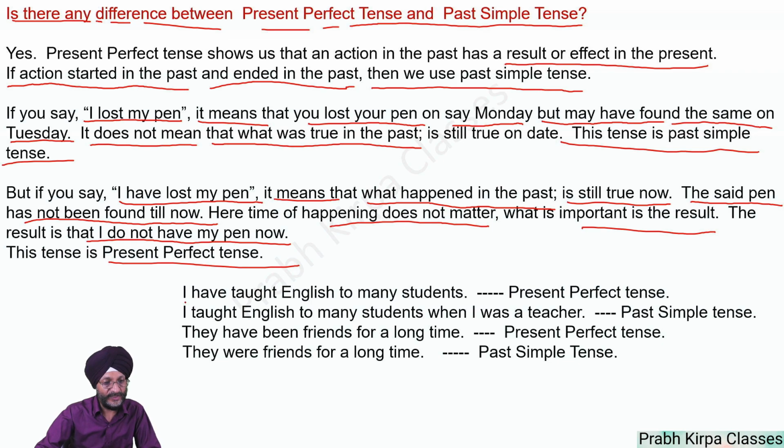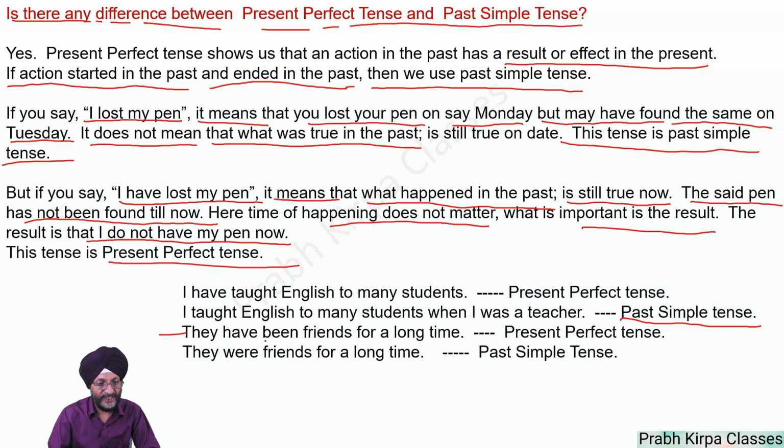We discuss this concept by way of examples. I have taught English to many students. This is present perfect tense. When we say I taught English to many students when I was a teacher, this is past simple tense. That is, you are no longer teaching the students. You were teaching the students when you were a teacher. So when something is not true in the present context, we use past simple tense.